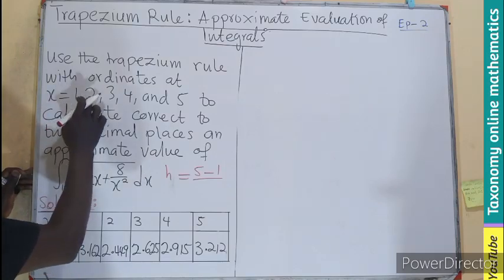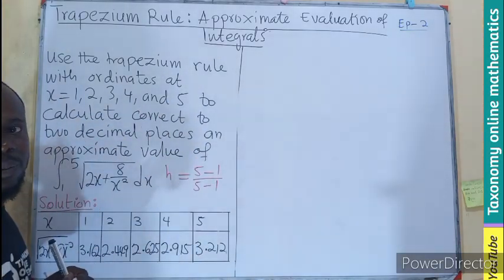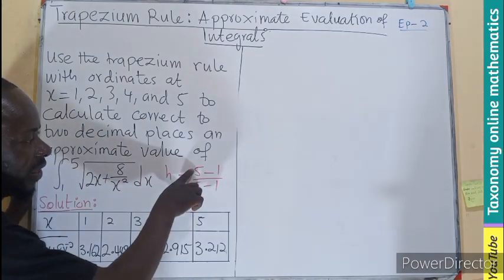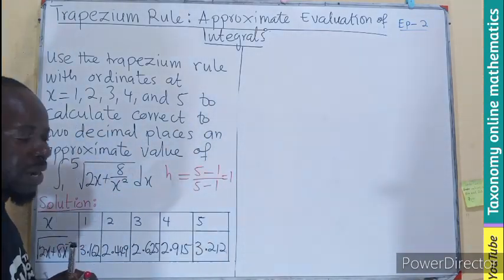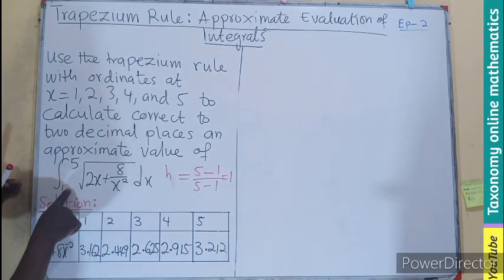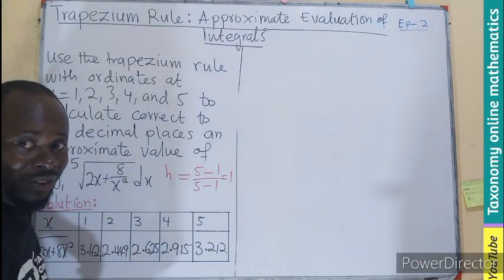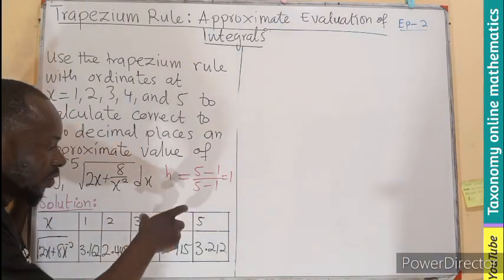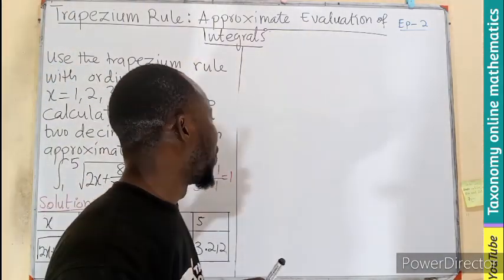How many are they? 1, 2, 3, 4, 5. So 5 minus 1, the top will be 4, the bottom will be 4. So it will be 1. So we are adding 1 to the lower limit: 1 plus this, plus this, plus this. That is why I have not calculated for this, but that's what will be the first thing you do anyway.